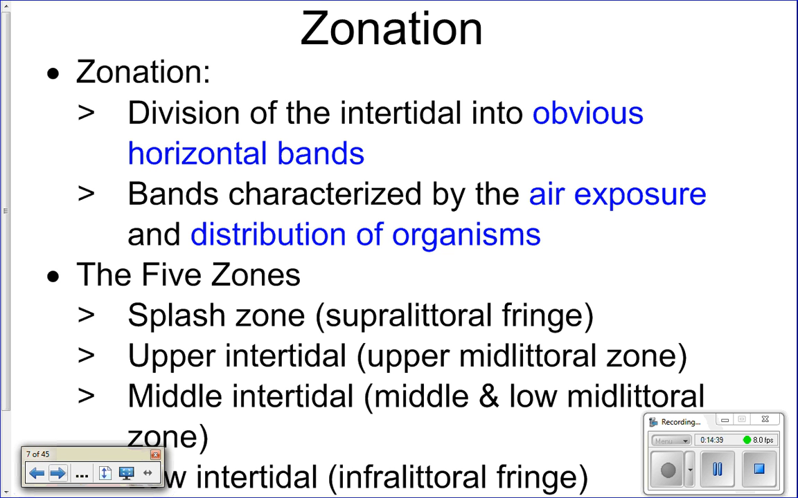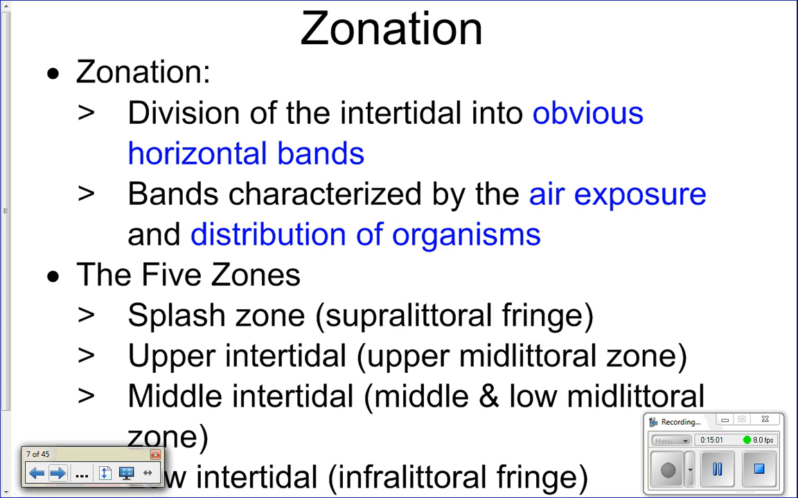They're formed from animals. So different amounts or different types of animals can withstand different amounts of air exposure. So they will be found in certain areas of the intertidal, and those animals tend to have a certain color. So you get these bands of color in the intertidal zone because of the animals and the color that they are. There's 5 zones.